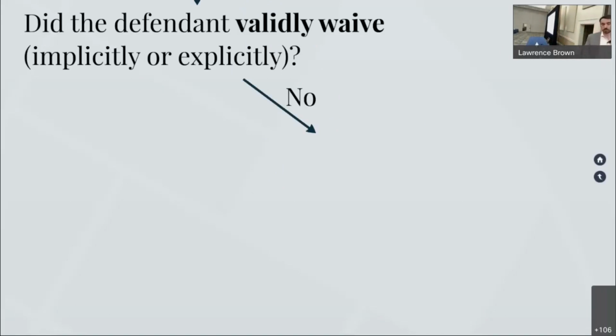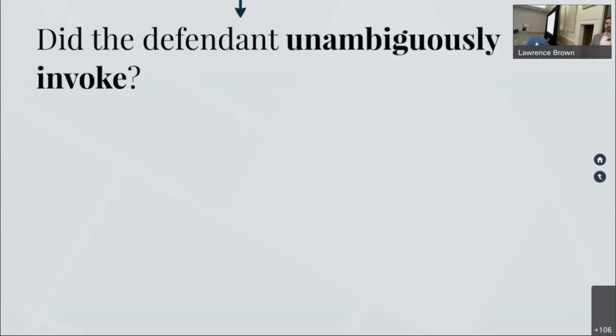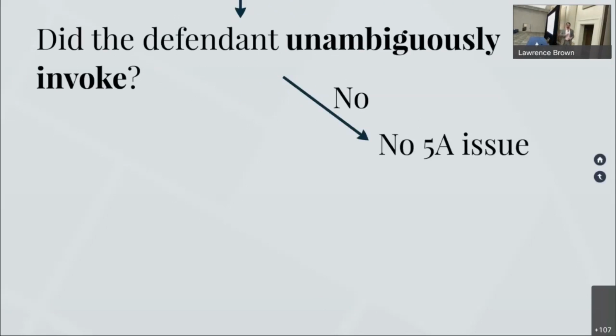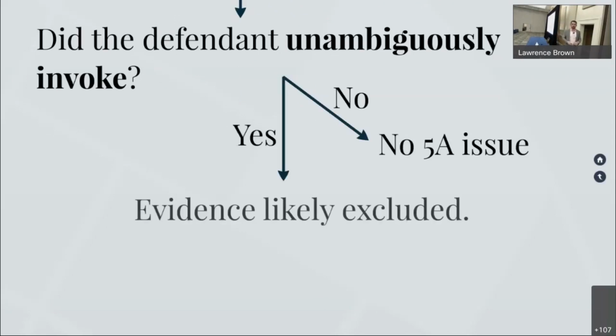So if the answer is no here, again, Fifth Amendment issue, no valid waiver. If the answer is yes, there is yet one more question, and that's unambiguous invocation. And I'm sure you all are more familiar than I am with what it takes to unambiguously invoke one of your Miranda rights, either silence or right to an attorney. If the answer to that one's no, then we're back to no Fifth Amendment issue. And if the answer is yes, then at least we have the potential for evidence to be likely excluded. Testimonial evidence excluded, derivative evidence probably not.